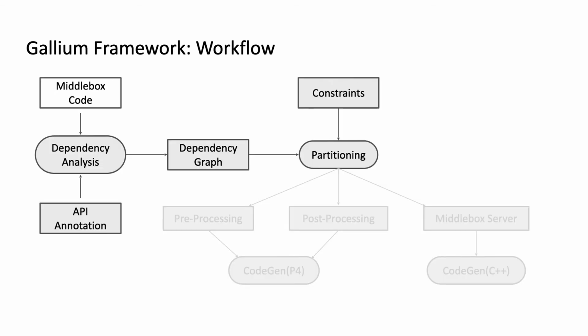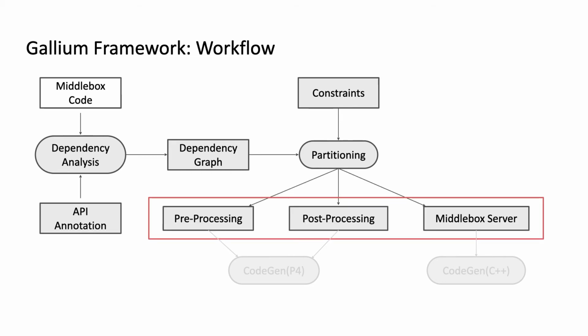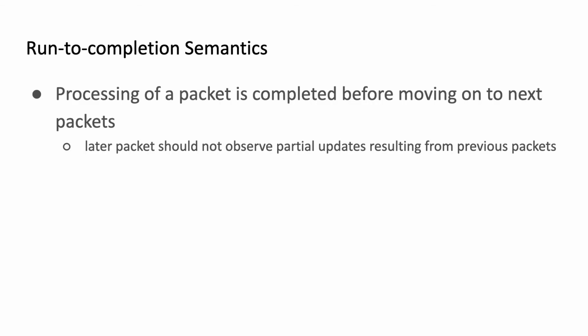After doing this code motion and making sure all the resource constraints are met, the partitioning process will generate three pieces of program. These three partitions will satisfy the dependency, expressiveness, and resource constraints. However, this is not enough to guarantee the correctness of the offloading. This is because when processing packets, the programmable switch and the Middlebox server will be running in parallel. Such additional parallelism will change the program behavior.